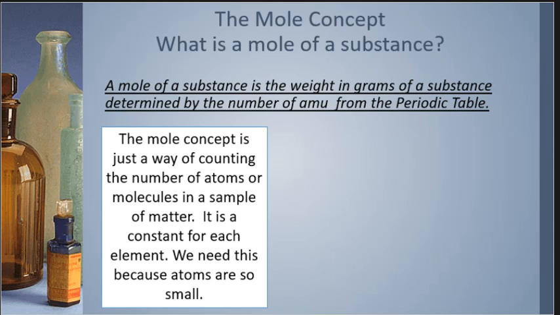So this is a way of counting the number of atoms or molecules in a sample of matter. It's constant for each element. We need this because atoms are so tiny. They're so small. All right, here's our mole.